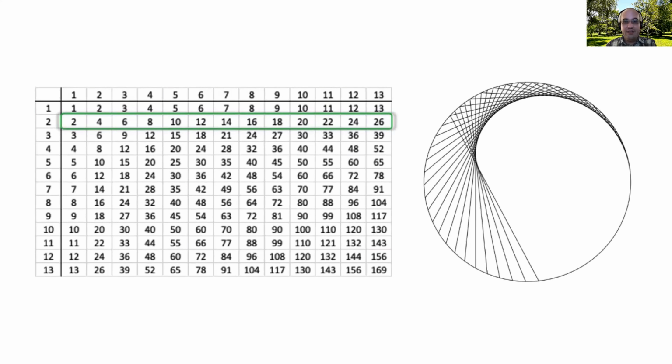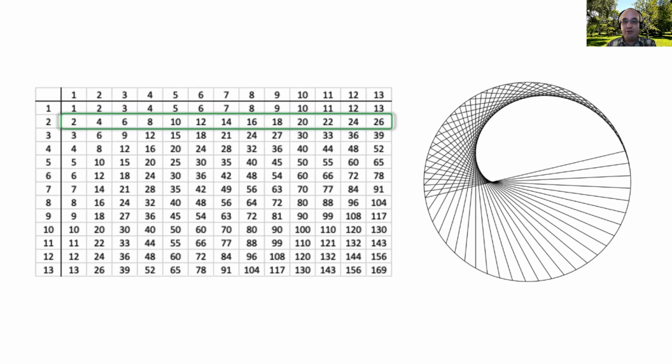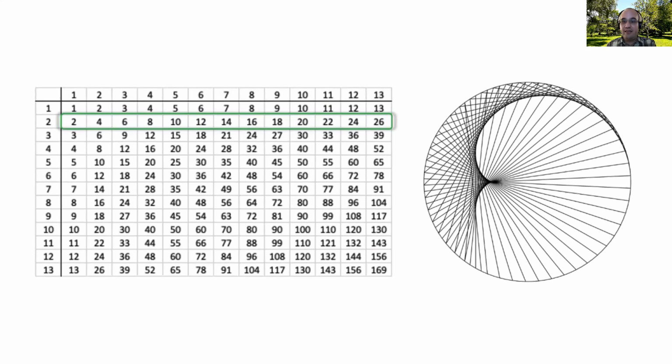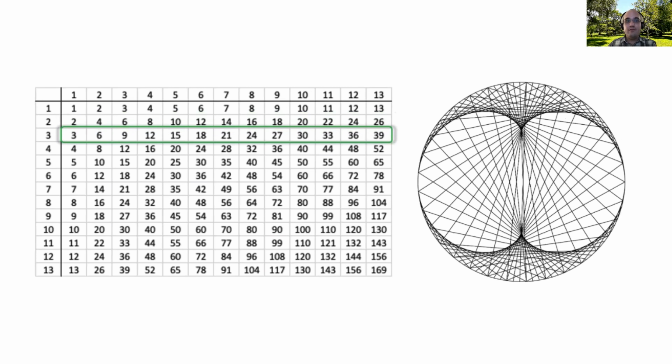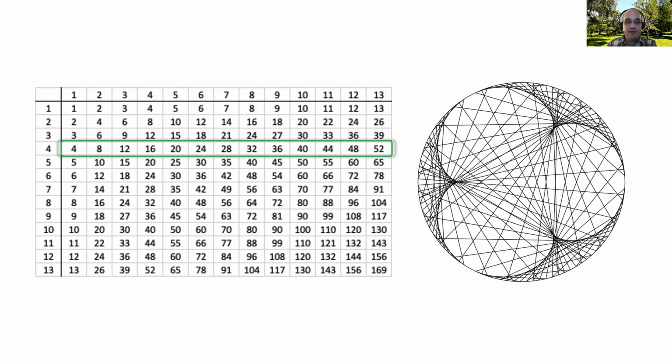Here, I've used Julia to animate the process. You can see the pattern emerge one line at a time. Who would have guessed such a pattern was hidden in the multiples of 2? But what about the other rows of the multiplication table? Here's what happens if we choose 3. Now we seem to have 2 cardioids. And here are the 4s. There is definitely something interesting happening as we work our way down the table.